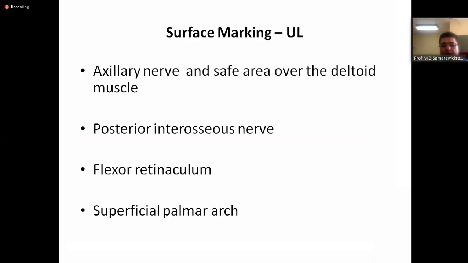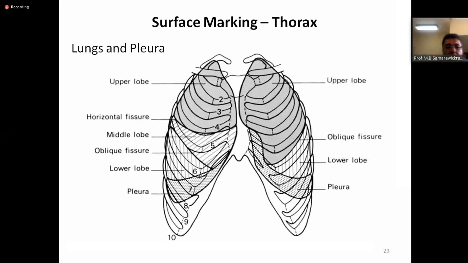Right, so these are some important surface markings. You have to know the axillary nerve, surface area over the deltoid muscle, posterior interosseous nerve, flexor retinaculum, superficial palmar arch. Right, so I am not going to explain these things. You have to know how to surface mark these areas. Right, remember these are very important to know. Right, then surface marking of the thorax.